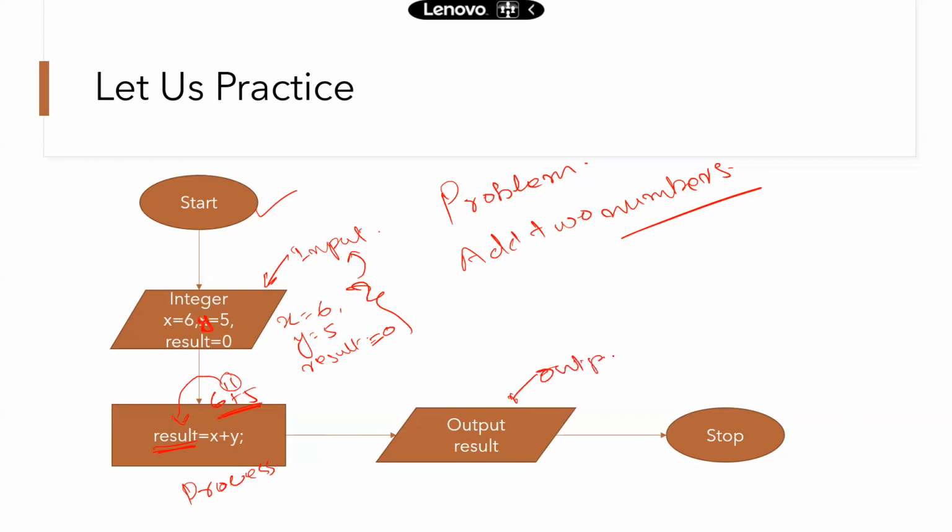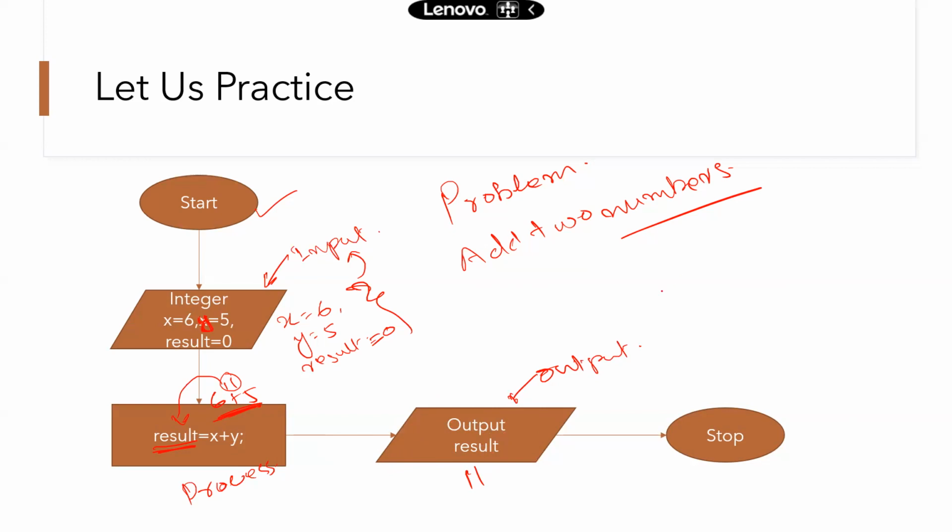So this is an output, right? This is again a parallelogram. We're going to have an output of a result. Because these two, 6 and 5, got added and were stored in a result, this 11 is going to be given as an output.